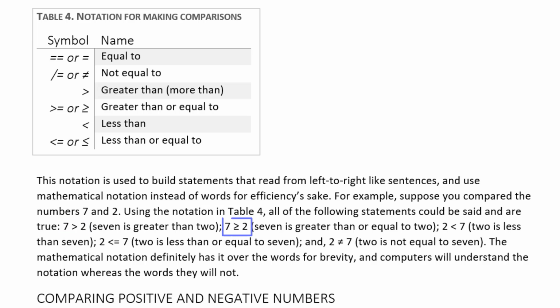Then 7 is also greater than or equal to 2. That's also a correct statement. 2 is less than 7. That's true. 2 is less than or equal to 7. That's also true. And 2 is not equal to 7. So notice that that list of mathematical statements using the notation would be less than 1 line long. If you use all of those words, it's a whole paragraph. Hence, notation is frequently used for brevity. But these days, this notation is used constantly in order to interact with computers. Computers will understand mathematical notation, whereas words, they will not.